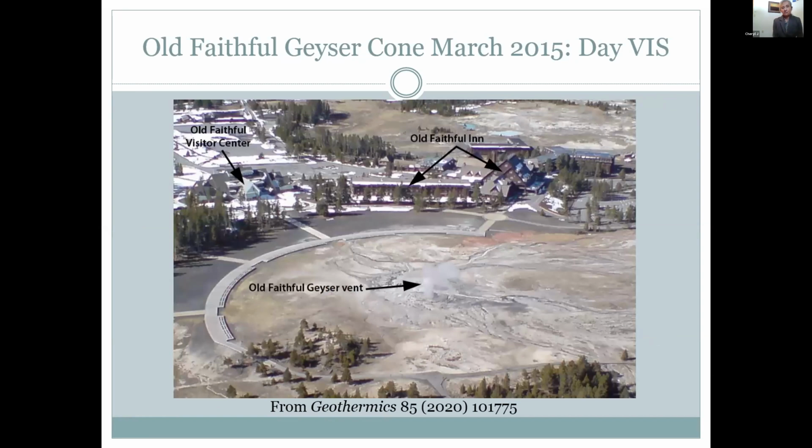Before we did a ground penetrating radar survey of the Old Faithful area, we did a helicopter airborne survey in March of 2015 that included the daytime visible image that you're seeing here. You'll notice the Old Faithful Geyser vent, as well as a boardwalk that surrounds it for viewing the eruptions. And you'll also notice the infrastructure of the Old Faithful Visitor Center and the Old Faithful Inn.